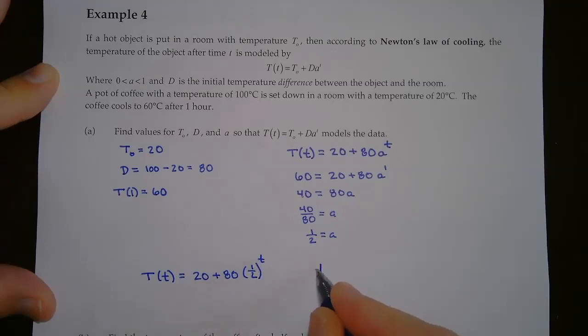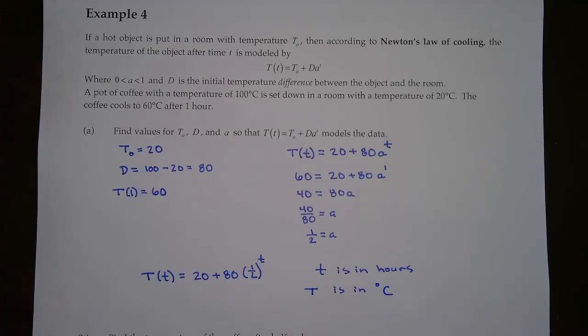t is in hours. This is going to be important. t is in hours, and capital T is in degrees Celsius. To use this function, I have to put in hours, and I will get out degrees Celsius. Or if I know the degrees Celsius, I can put that in, and I can get the time that it would take to cool to that temperature. That time would be in hours, so we have to be careful on this.